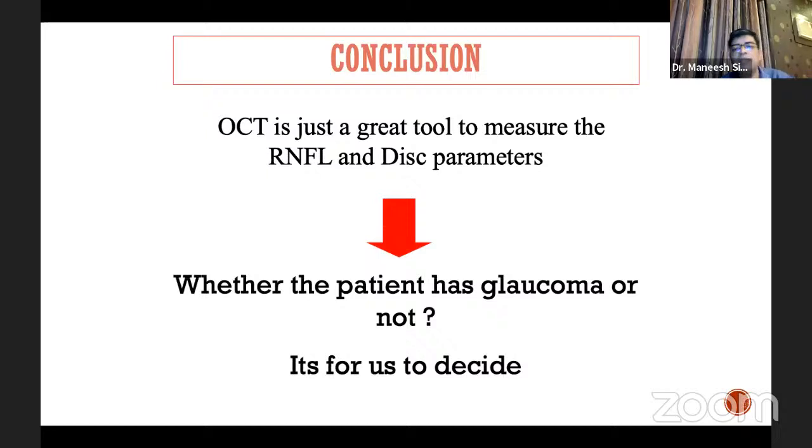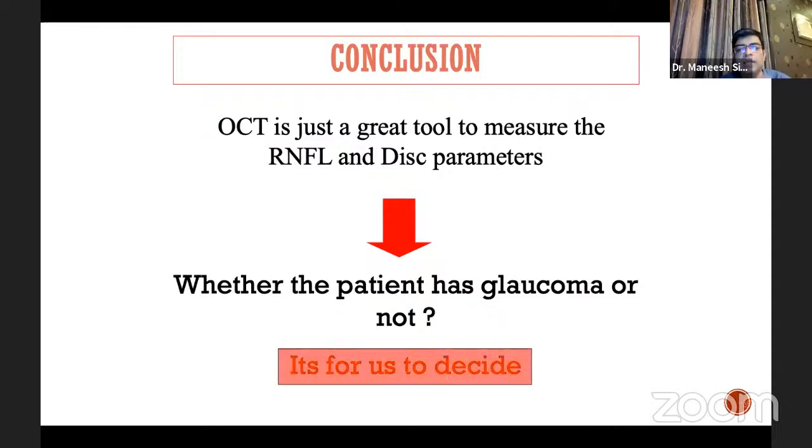but whether the patient has glaucoma or not, it is for us to decide and not the machine.